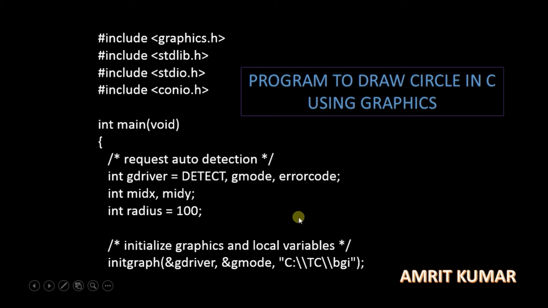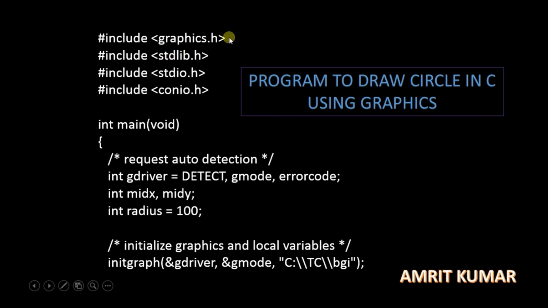After the declaration of the graphics header file, I am including the file stdlib.h. Then I am including stdio.h, which stands for standard input output header file, and #include <conio.h>. conio is also a header file; it stands for console input output header file. This is how you specify the header files at the top, so that they are included in your program.